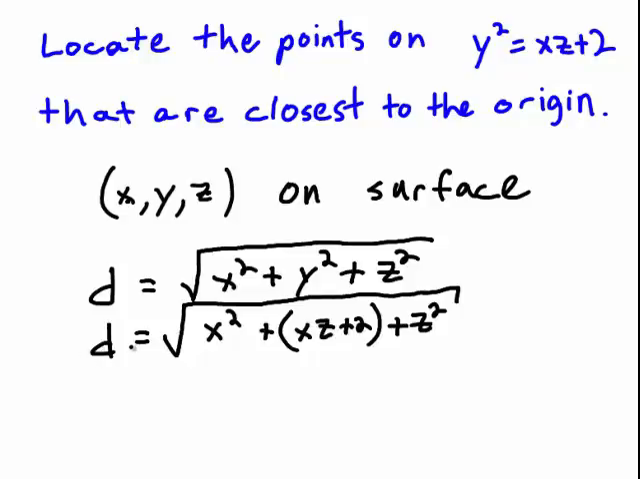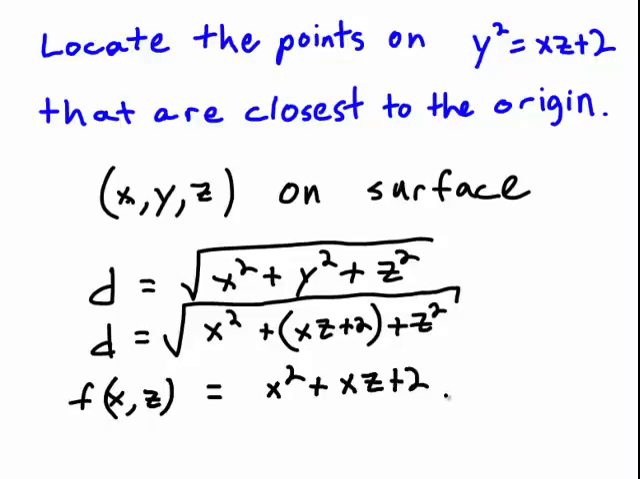Okay. But I can further simplify things by, instead of minimizing this function, minimizing the square of this function, because the x, y, and z that produce the minimum distance will be the same x, y, z that produce the minimum square of the distance. So I'm going to call that function f of x, z. When you square the distance, the square root disappears, which makes it an easier problem to work with. So you get x squared plus x times z plus 2 plus z squared.